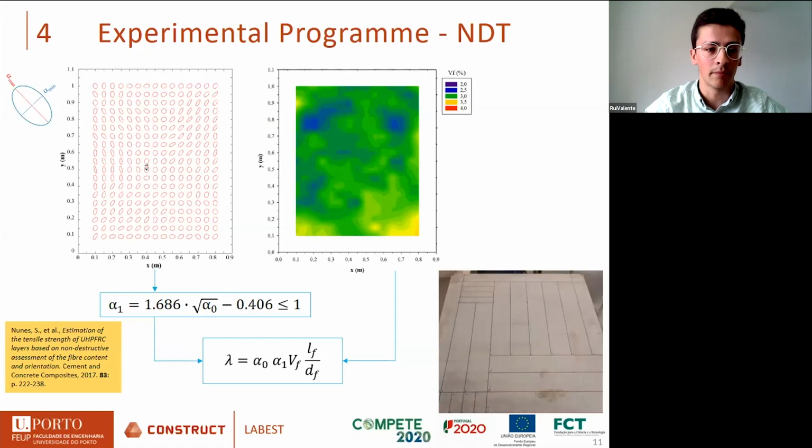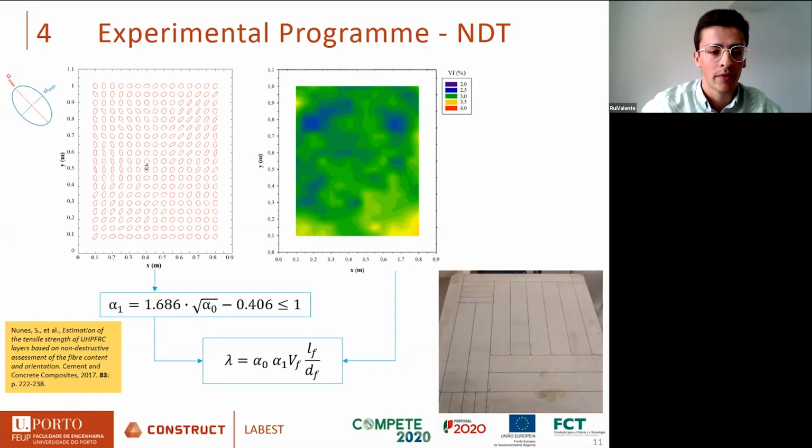This first map shows the direction of preferential orientation of steel fibers by means of ellipses, which could be drawn by a tensorial approximation of the fiber orientation factor. And this map here gives us a clear sense of the fiber content distribution throughout the slab. Okay.